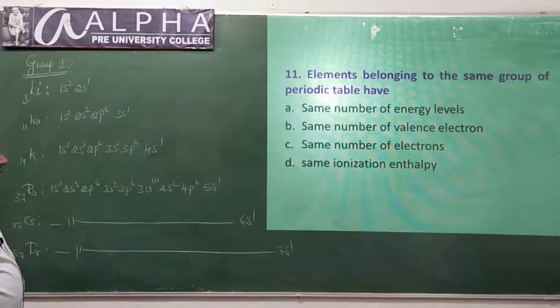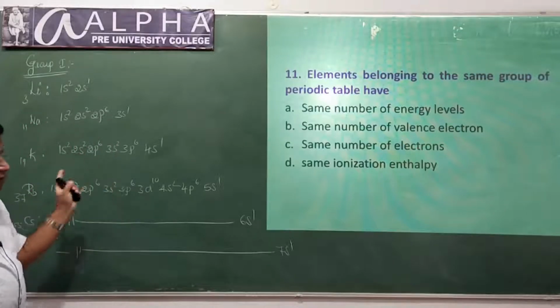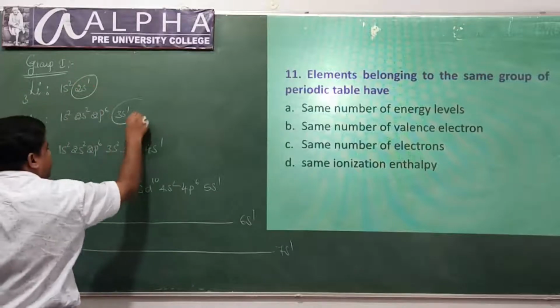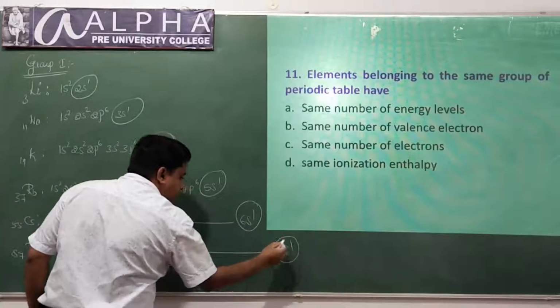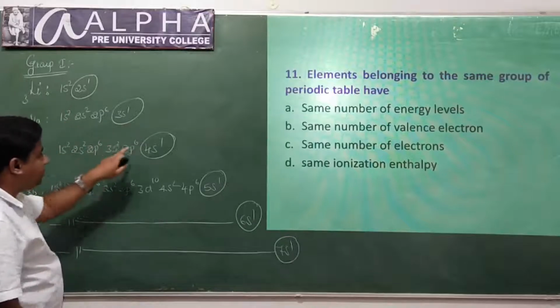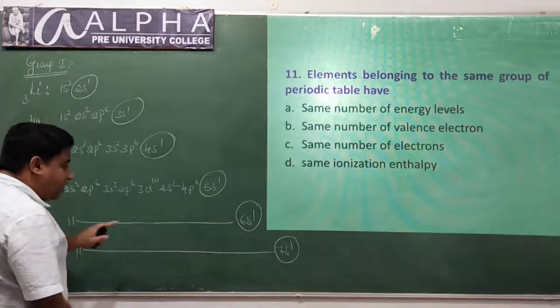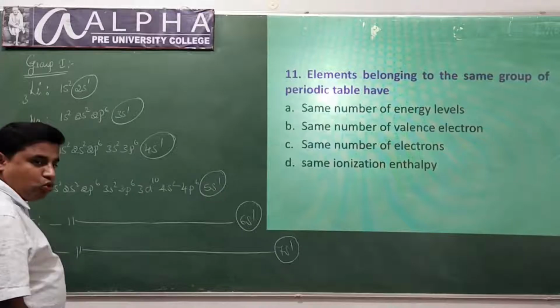Now observe the electronic configuration of these elements which belong to the same group. Just observe the valence electronic configuration: for lithium 2s1, for sodium 3s1, potassium 4s1, rubidium 5s1, cesium 6s1, for francium it is 7s1.